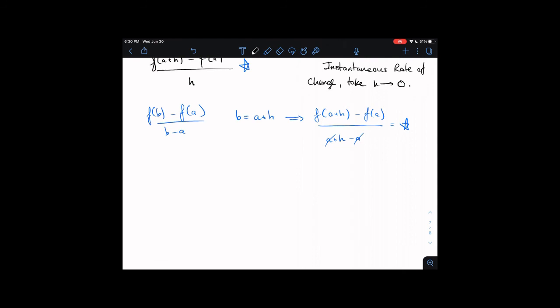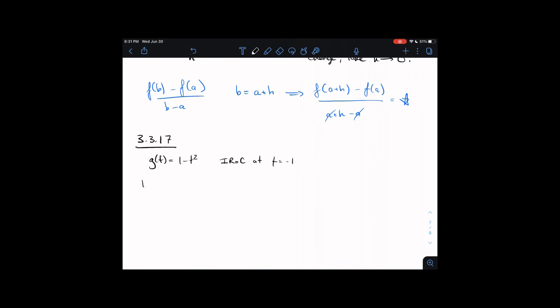So as you might have seen earlier, my Apple Pencil is dying. We have one problem left, and I think we can get through it. So let's try it out. It's using instantaneous rate of change. So this is 3.3.17. This is another quiz problem. We have g of t equals 1 minus t squared, and we want the instantaneous rate of change at t equals negative 1. So we're going to do this by definition.